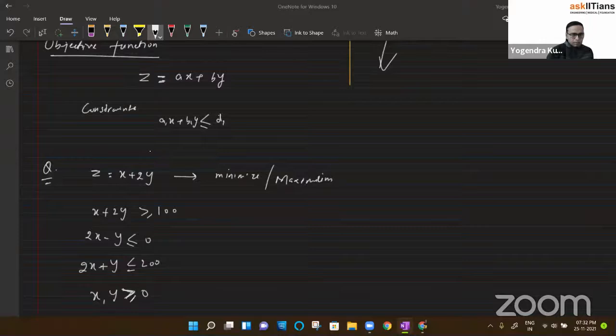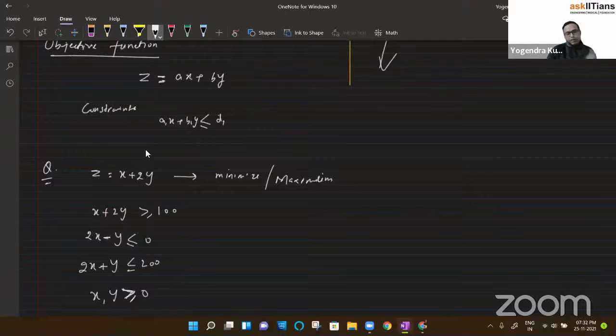The constraint is the same as the objective function. The constraints are: x plus 2y is greater than or equal to 100, 2x minus y is less than 0, 2x plus y is less than or equal to 200, and x comma y is greater than 0. Both we need to do, right? Okay, maximize it and minimize it. Okay, do it, everyone. What should be the answer?